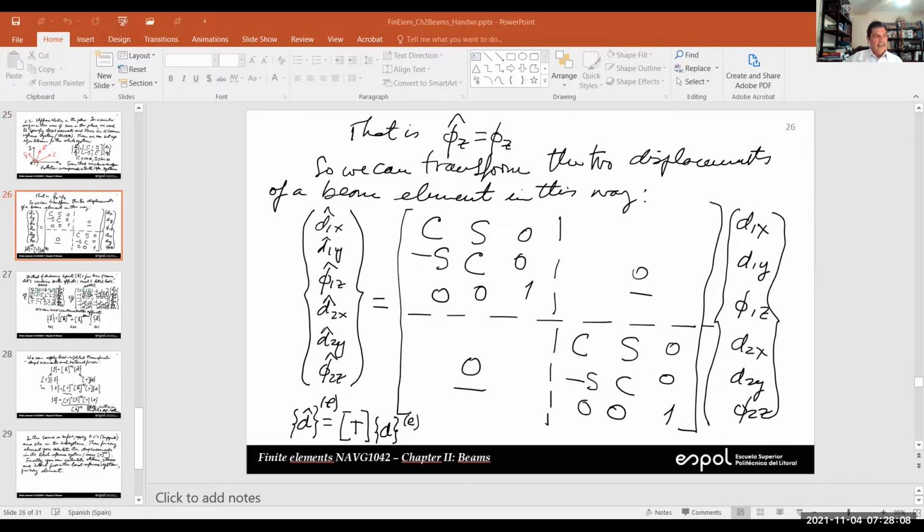So if we have these 3 degrees of freedom for joint 1 and this other set for joint 2, and we are going to transform that from the global to the local reference system, this is the matrix that we need. This part transforms the vector in the XY plane, and this one transforms this into that.